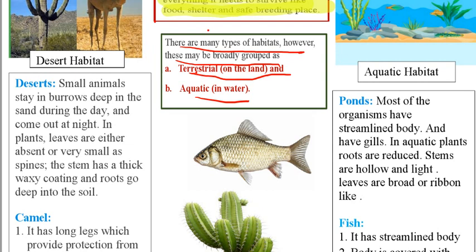So there are mainly two types of habitat. One is the terrestrial habitat and one is the aquatic habitat. The organisms which live in the terrestrial habitat live on land, and organisms which live in the aquatic habitat live in water. Okay, so let's see what is desert habitat.